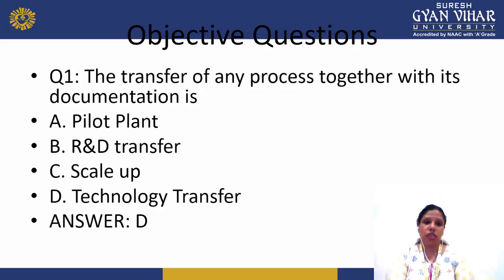Now the objective question. The first objective question related to this is: the transfer of any process together with its documentation is. Okay, if we are transferring any process with the documentation, it is known as pilot plant, R&D transfer, scale up, or technology transfer. We have already discussed the pilot plant, the scale up, the R&D transfer, we have discussed all. So the answer is D, that is technology transfer.